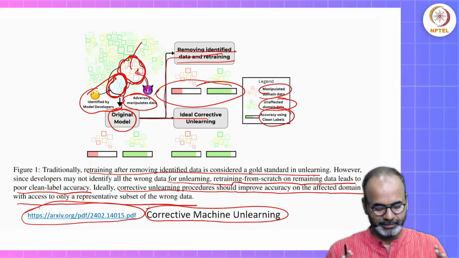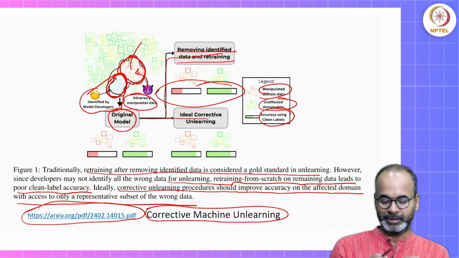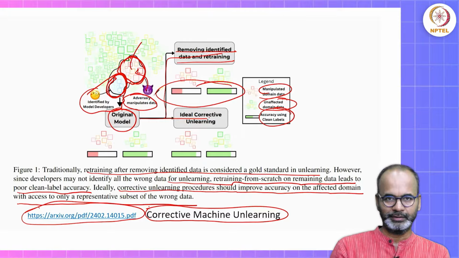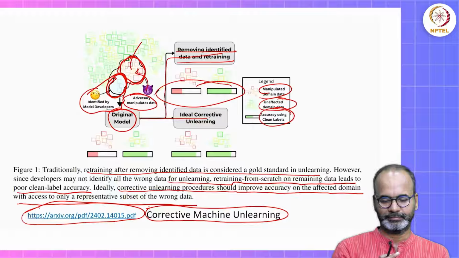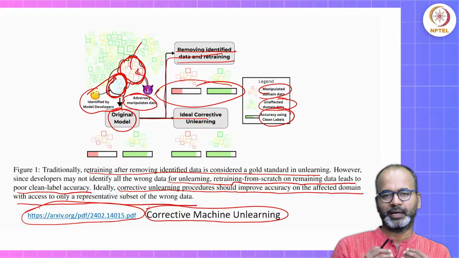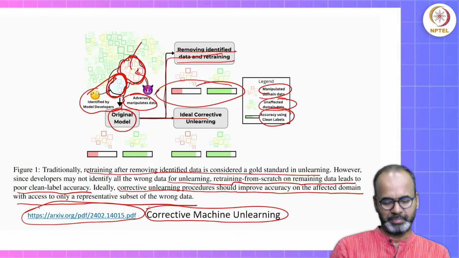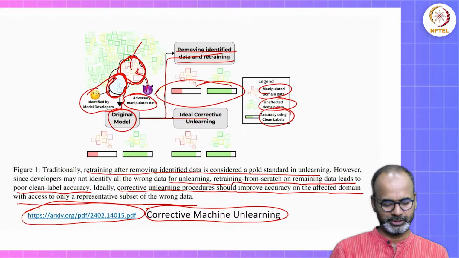But the idea here is, can we actually take a representative subset of the wrong data and from that learn? That is what corrective machine unlearning is. Instead of knowing the full data, which is not possible, can you do the unlearning very well by knowing only the representative subset of the wrong data? Okay, that's corrective machine unlearning.